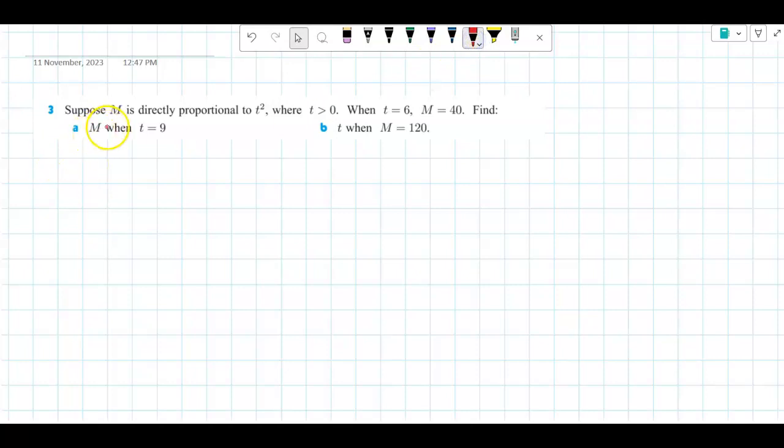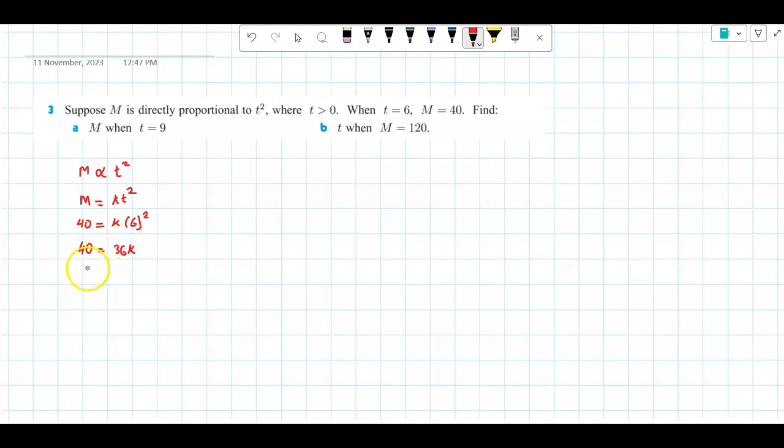You have to write all this algebraically. M is directly proportional to T square. How do you get rid of the proportional sign? Constant. So M is equal to, you'll put some K, where K is a constant of proportionality, T square. Now you need to find the value of K. You've been given that T is equal to 6 when M is 40. Pay attention here. So M is 40 when T is equal to 6. Solve for K.